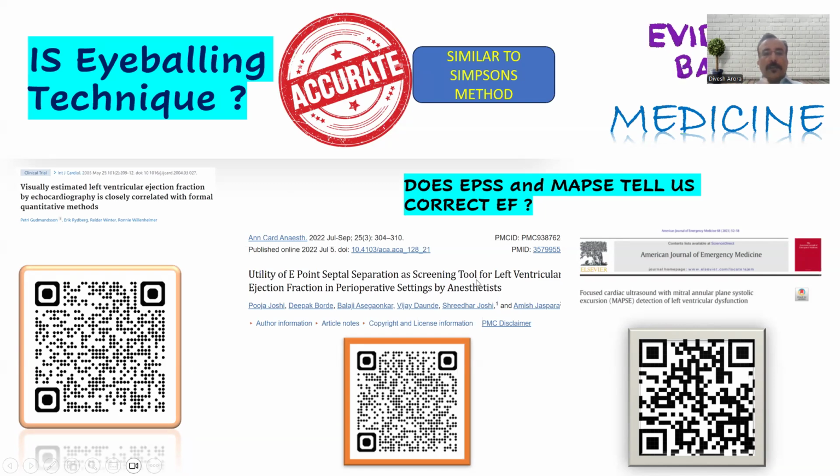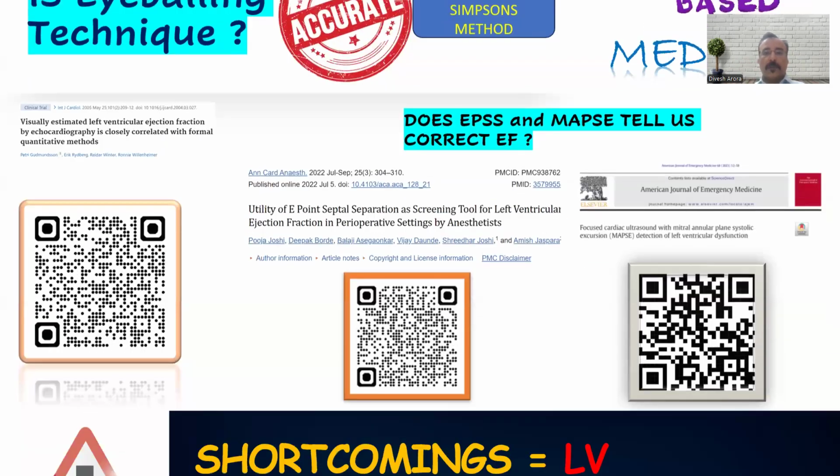Does EPSS and MAPC tell us the correct ejection fraction? My dear friends, for these three references, I would request that you take a screenshot, and these are the QR codes. You scan them. These will directly take you to these articles where you can see for yourself that whether you use the eyeball technique, EPSS, or MAPC, all of them are going to tell you the correct ejection fraction, provided you have performed the examination in the right way and you know the shortcomings of these examinations.